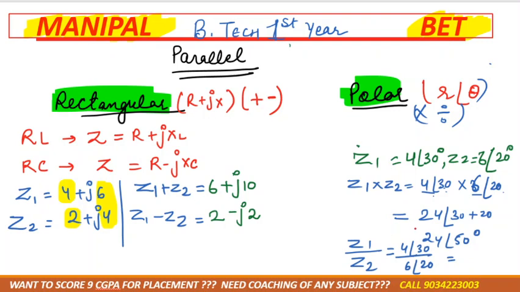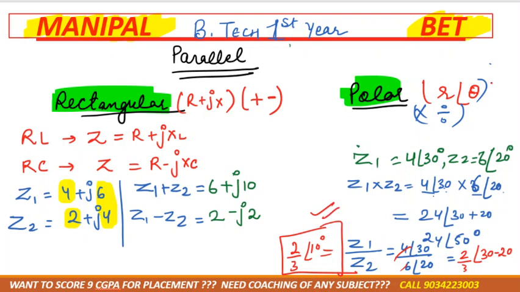Similarly if we want to divide Z1 divided by Z2, 4 angle 30 divided by 6 angle 20, the real terms are divided, that is 2 by 3, and the angles are subtracted, that is 30 minus 20, that is equal to 10, right? 2 by 3 angle 10 degree. Clear? So you need to understand this.